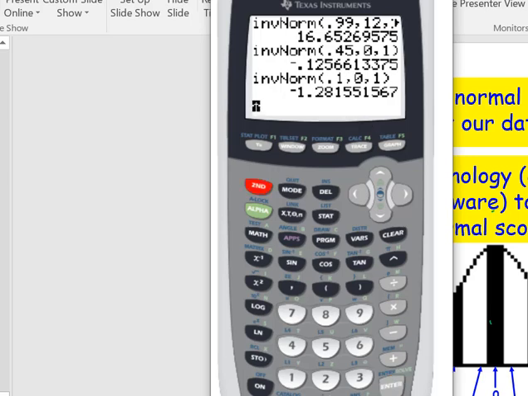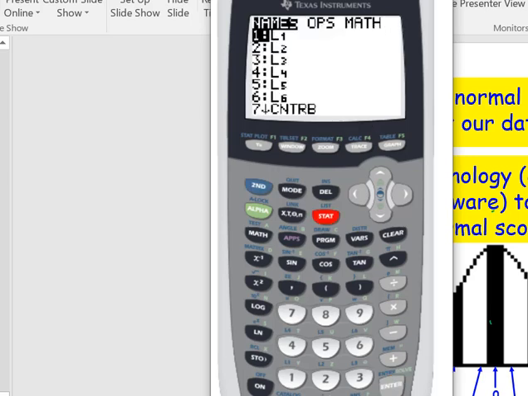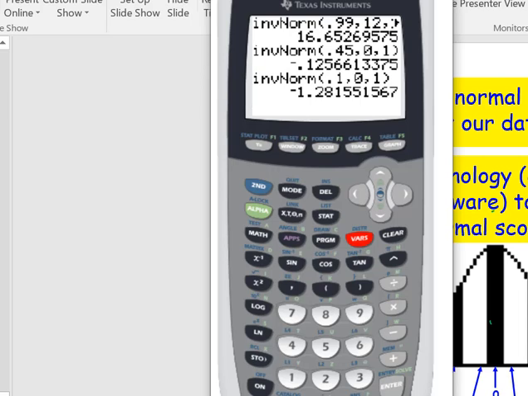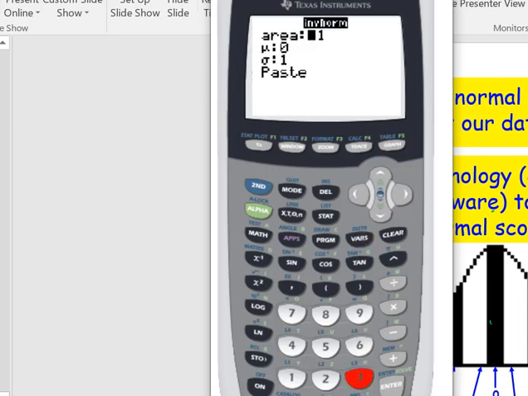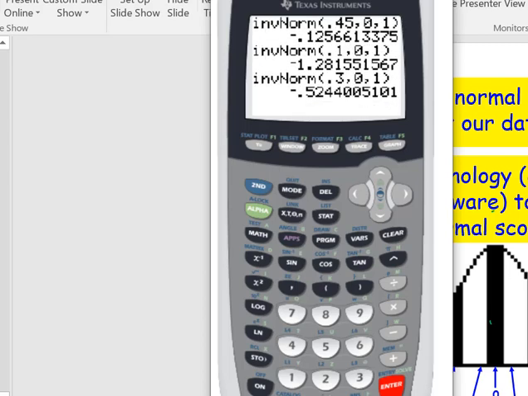If we wanted to find it for the next one, oops, wrong button. Second distribution. Now again, we don't have to arrow down to inverse normal. We just hit 3 and it'll select the inverse normal. Probability there of 0.3. Calculate that out. We get negative 0.524. That's what we had here. Now, of course, the other side is going to be symmetrical, so we don't have to calculate any more of those.